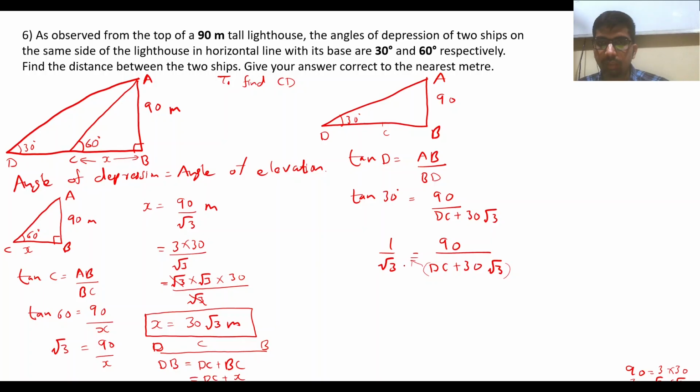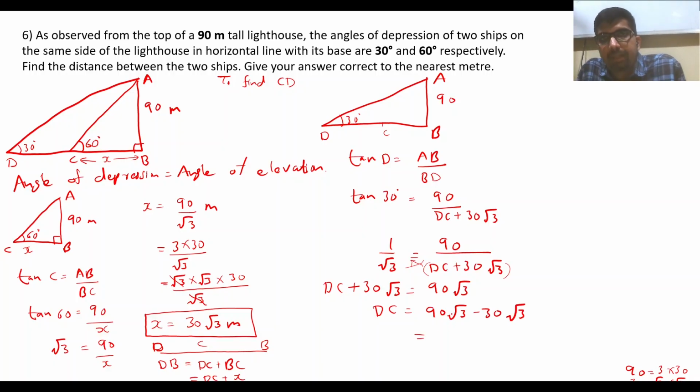Now cross multiply. This term will go over there and this term will go over here. So this will become DC plus 30 root 3. This will be 90 root 3 equal to. Send the numbers to the other side. So DC will become what? 90 root 3 minus 30 root 3. Again, root 3 is common. 90 root 3 minus 30 root 3 will be how much? 60 root 3. Root 3 is common, so what is uncommon? 60 remains.